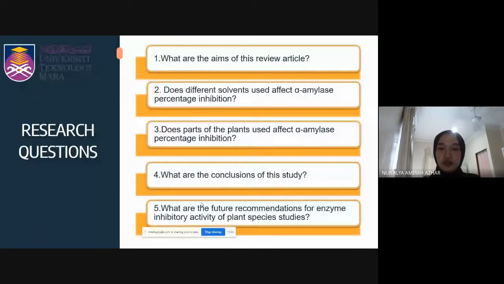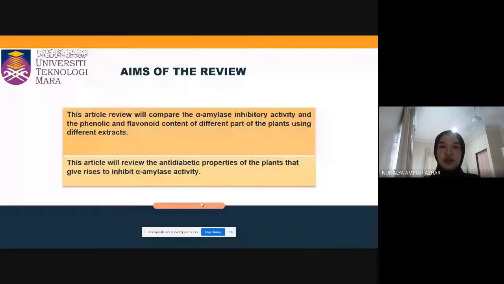And what are the conclusions and the future recommendations for enzyme inhibitory activity of the plant species studied? Next is the objective of this review. This article review will compare the alpha-amylase inhibitory activity and the phenolics and flavonoid contents of different parts of the plants using different extracts, and also will review the anti-diabetic properties of the plants that give rise to inhibiting alpha-amylase activity. Moving on is the plant species of the Lamiaceae family.